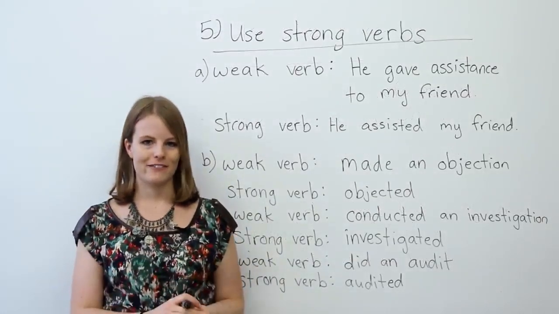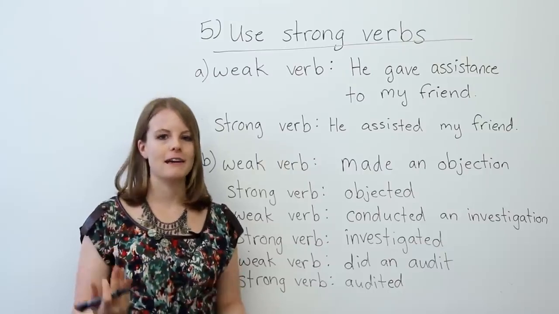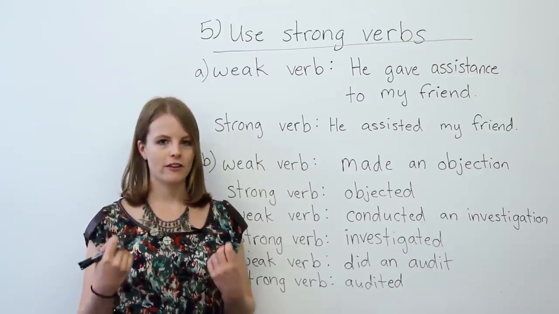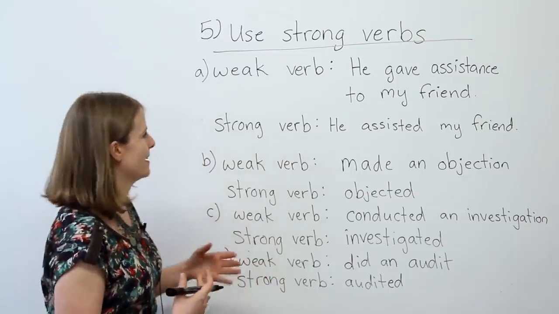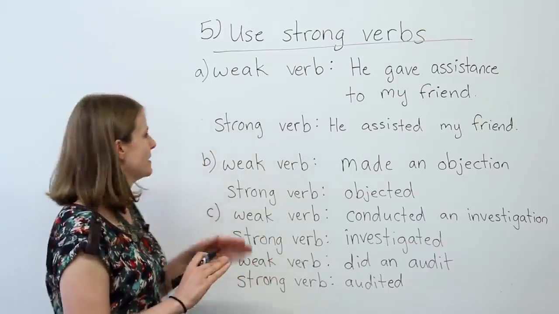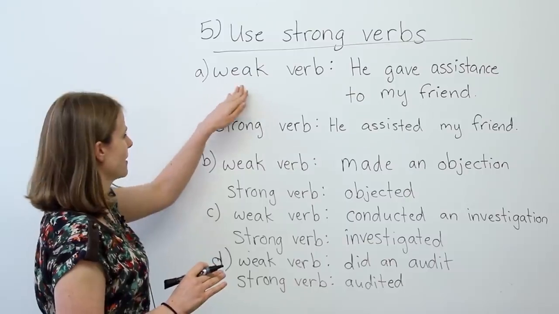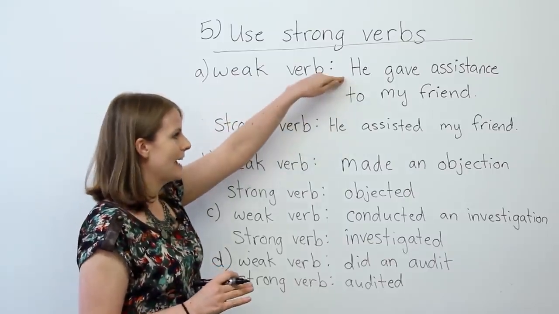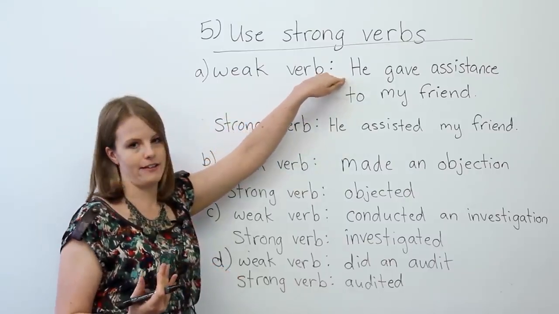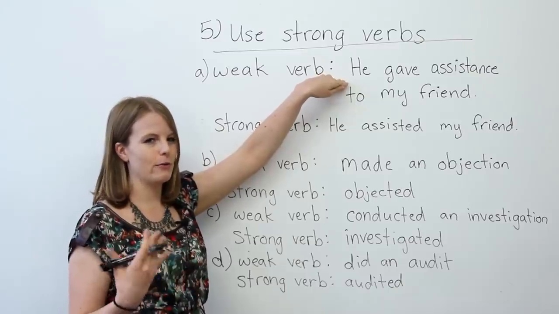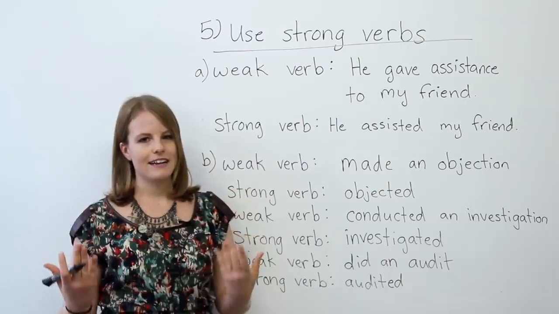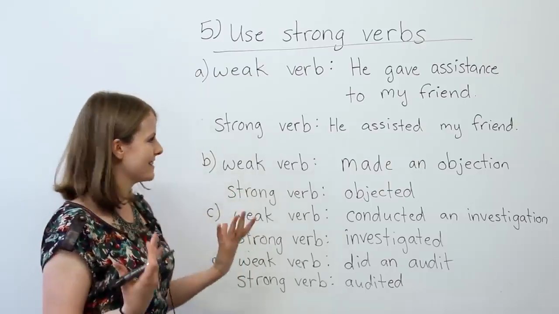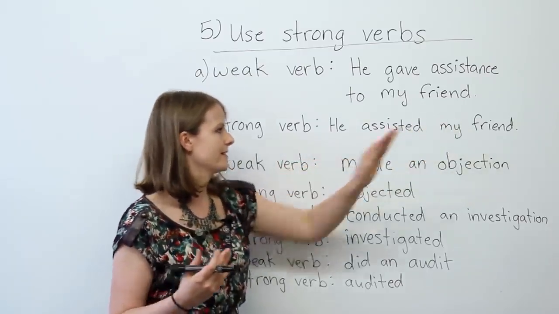So the final tip in this video is, when you write academically, use strong verbs. Okay, so what is a strong verb? And what is a weak verb? I'm going to give you an example. I could say, he gave assistance to my friend. Okay, this is a very weak way of saying it. In a stronger way, I could instead just say, he assisted my friend.